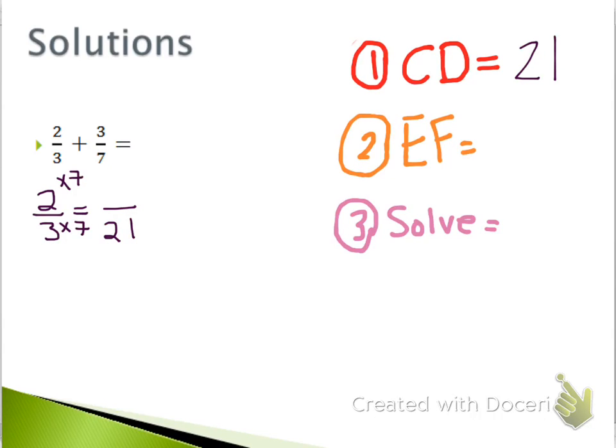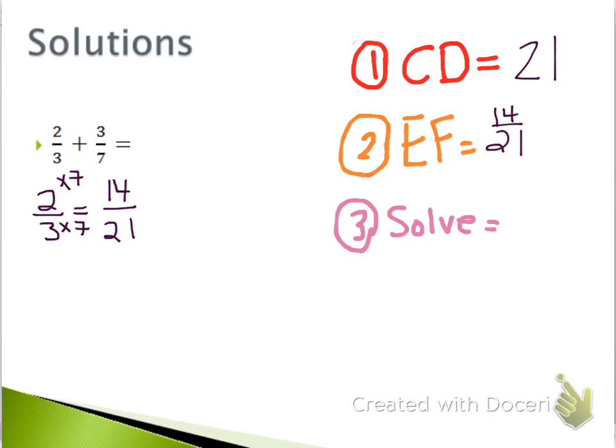And that's going to give me 14 over 21, or 14 21ths maybe, or I'm not exactly sure how you would say that. But we're going to write 14 over 21 as our first equivalent fraction.